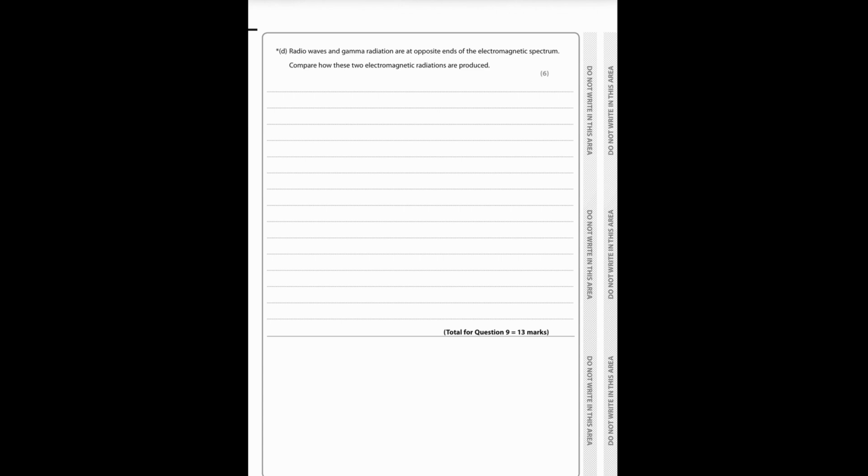So how many parts am I going to break this up into? Well, firstly, it tells me about radio and it tells me about gamma. So it's very clearly an EM wave spectrum question, and there's definitely going to be at least 2 parts. What does the next part say? It says compare how they're produced. So if it's saying compare how they're both produced, well, this is only 2 parts of the question, because I'm going to have to talk about how radio waves are produced and how gamma radiation is produced.